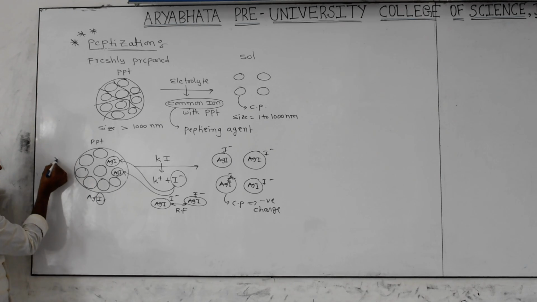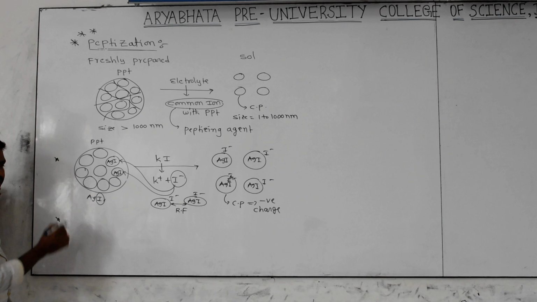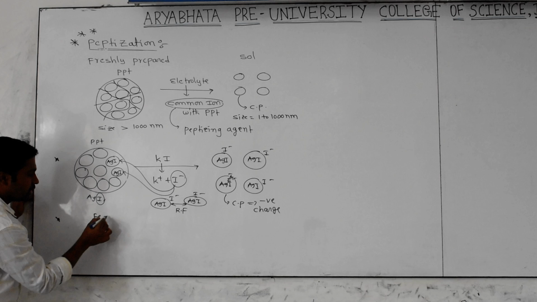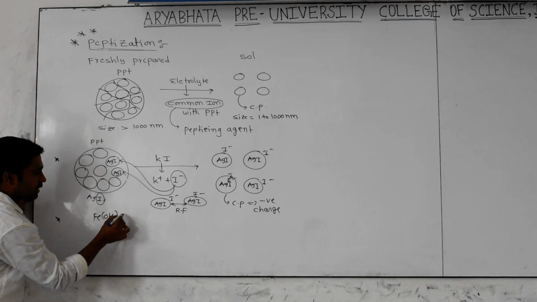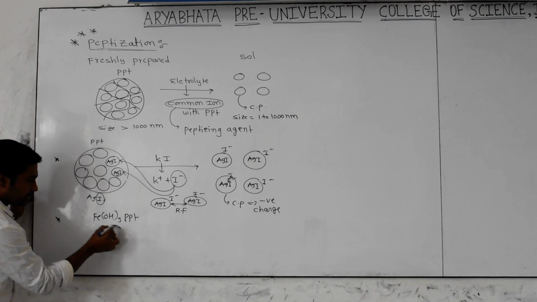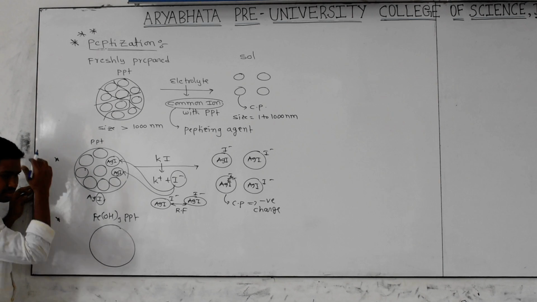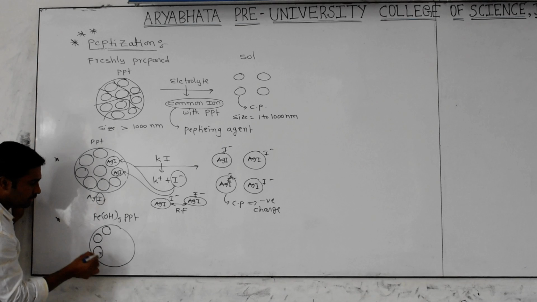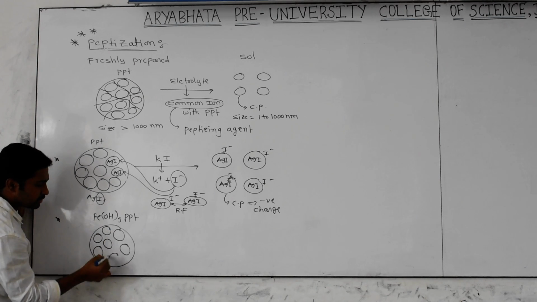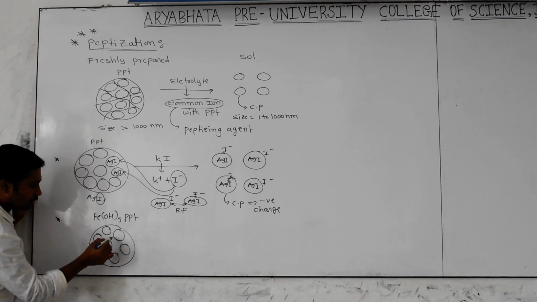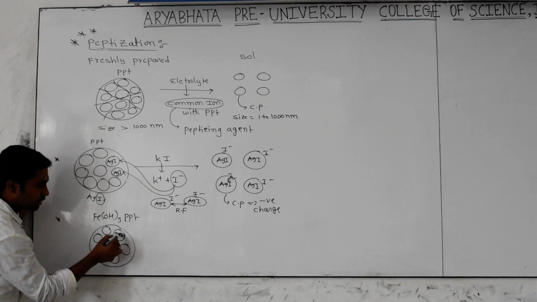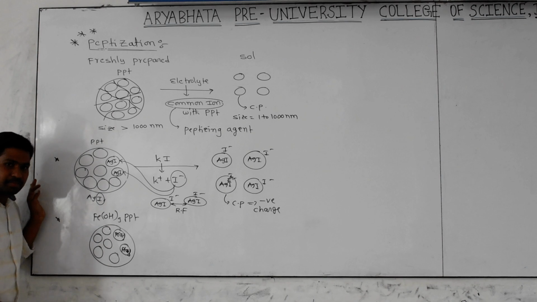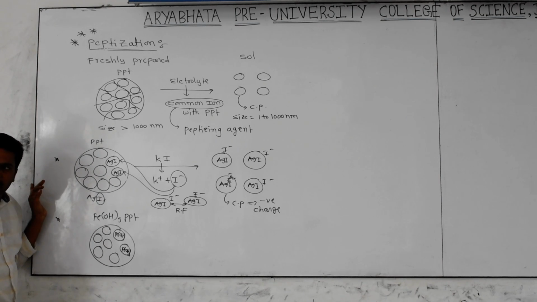I will give you one more example. If you take a freshly prepared ferric hydroxide sol, Fe(OH)3, it is a precipitate, meaning it has a very big size, more than 1000 nanometers. But in that, so many Fe(OH)3 particles are there, all together, which we call a precipitate. So I have to break it down into colloidal-size particles.